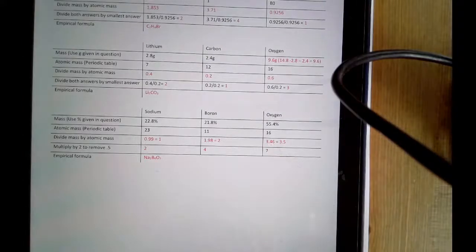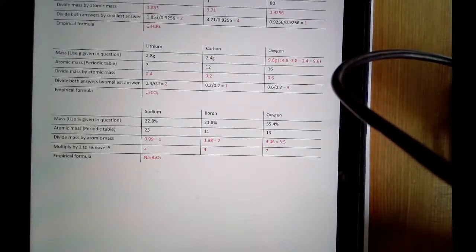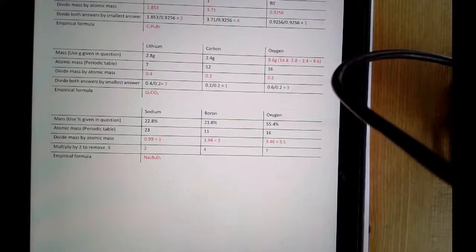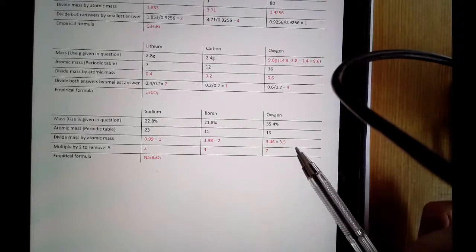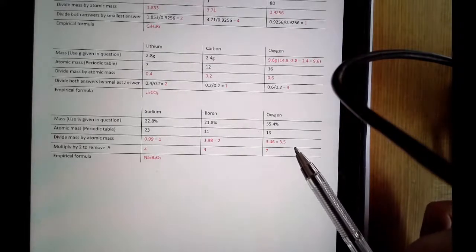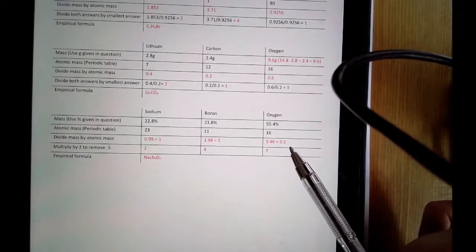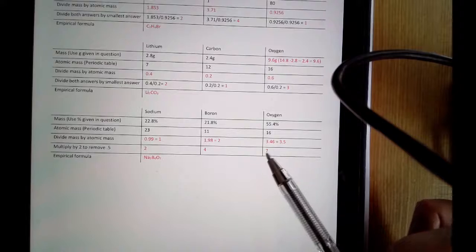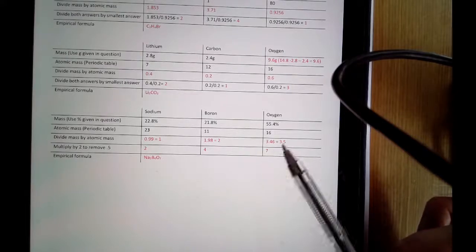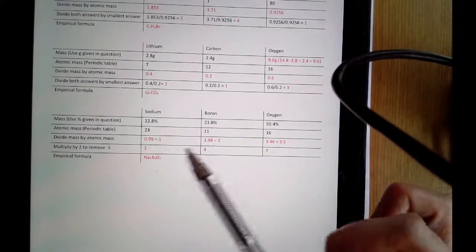But 3.46, you can't just round that up or down to make it a whole number, okay? It's going to be 3.5, so you do still have your decimal place and you need to get rid of it. Because it's a 0.5, I'm going to multiply by 2 because 2 halves make up a whole. So by multiplying 3.5 by 2, I turn it into the whole number 7. But if I multiply 3.5 by 2, I have to multiply everything by 2.